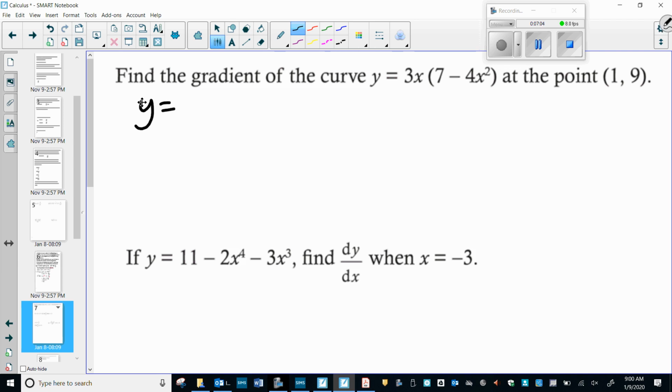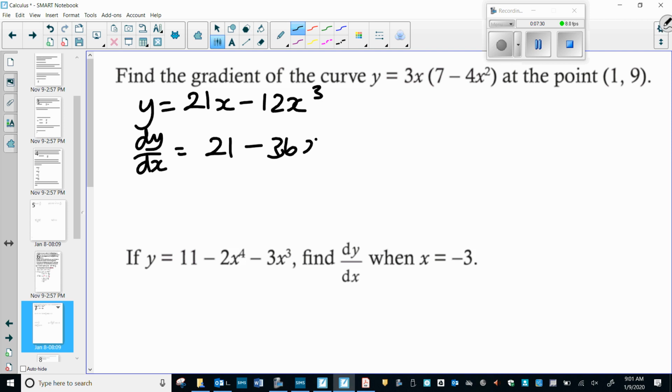Layla, do you want to expand that for me, please? 21x subtract 12x cubed. Nice. Okay. Amelia, would you like to differentiate it for me, please? dy over dx equals 21 subtract 36x squared. Beautiful.